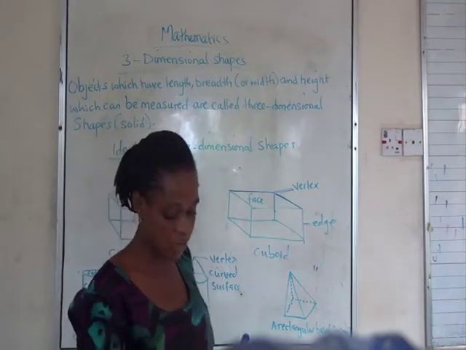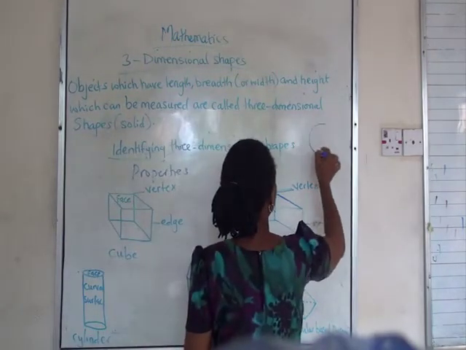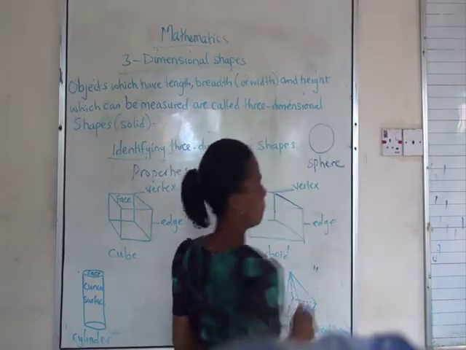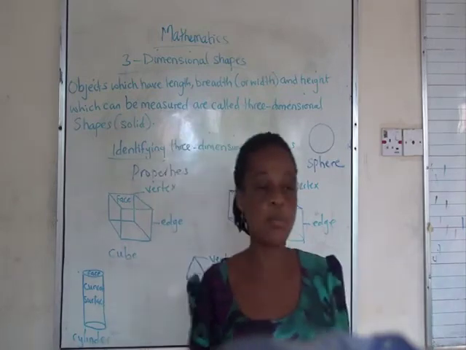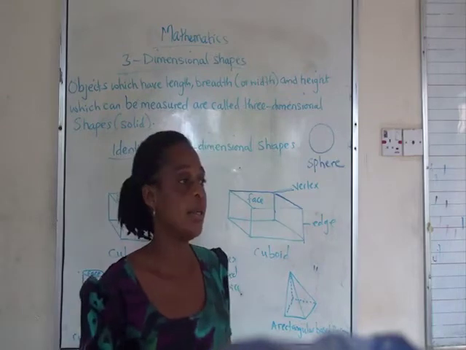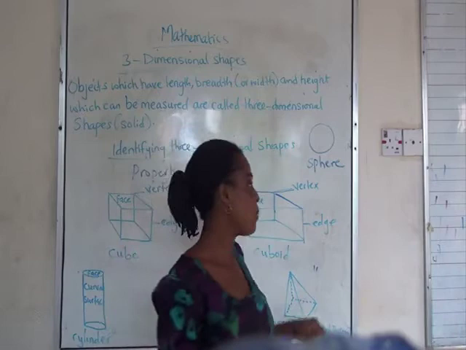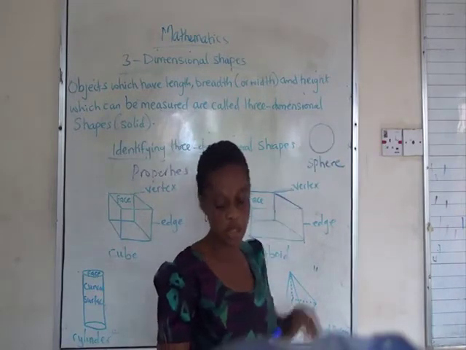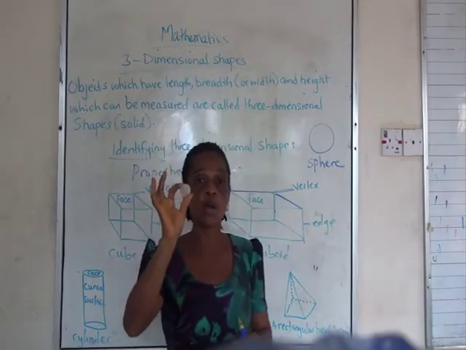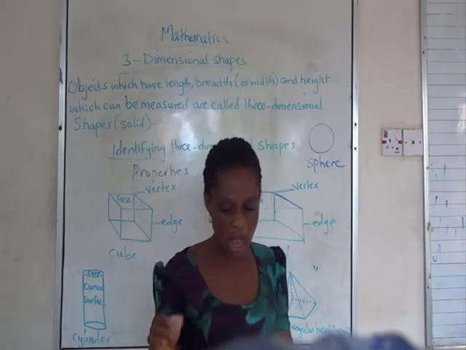We also have a sphere as a 3-dimensional shape. What is an example of a sphere? A football. The football you play during PE at school, or at home, is an example of a 3-dimensional shape. And this is a ping pong ball I'm holding. This ping pong ball is also an example.